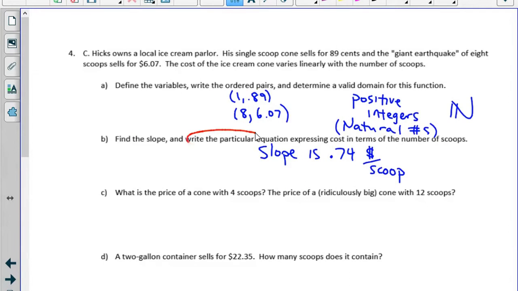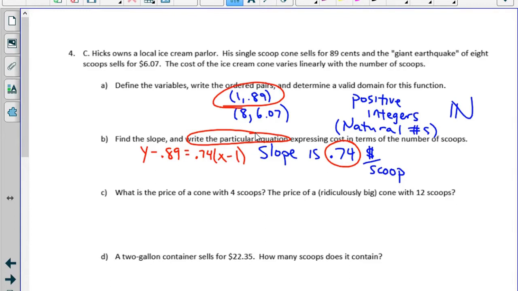And we're going to write the particular equation. It's probably not easiest to find the slope-intercept yet. We will probably want to write point slope form. So y minus 0.89 equals 0.74 times x minus 1. I'm just taking one of the points and the slope and substituting it in.